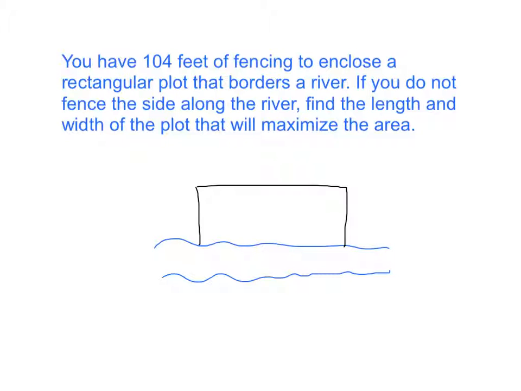So your picture should look something like this. Okay, so keep in mind, there's no fencing here. I need fencing here, here, and here. It is a rectangle, which means this side is going to be the same as that side as far as length.